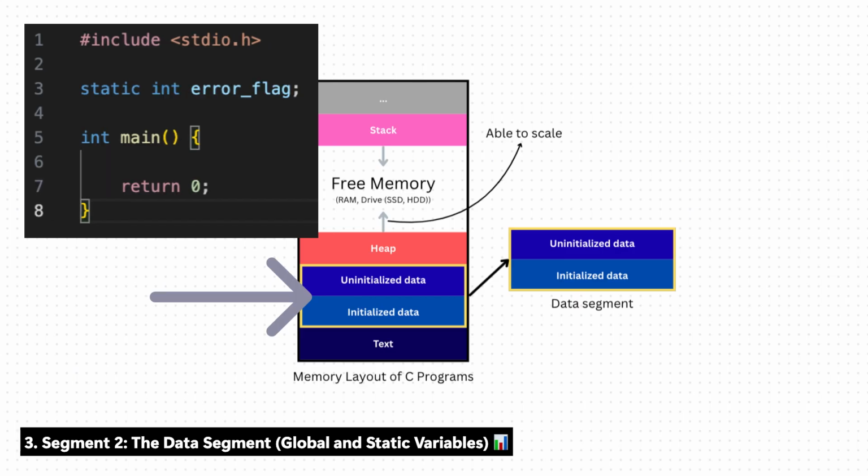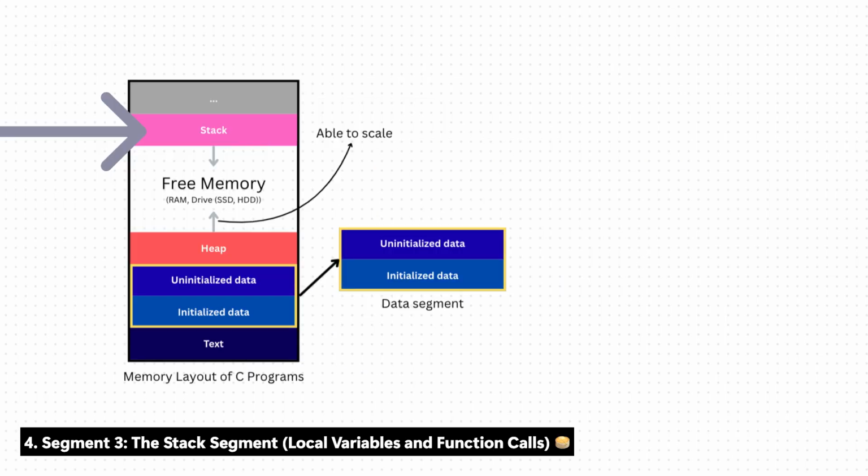And about uninitialized data, aka BSS, block started by symbol. It stores global and static variables that are not initialized explicitly, meaning their default value is 0. For example, static int error_flag. And the key takeaway here is, variables in the data segment are fixed in memory throughout the program's execution and are accessible from anywhere.